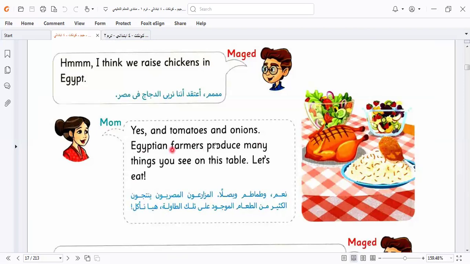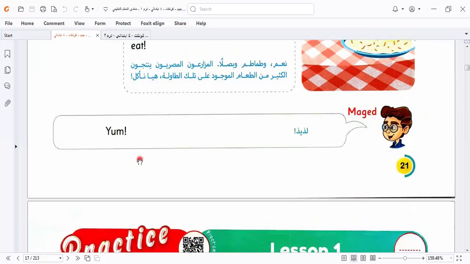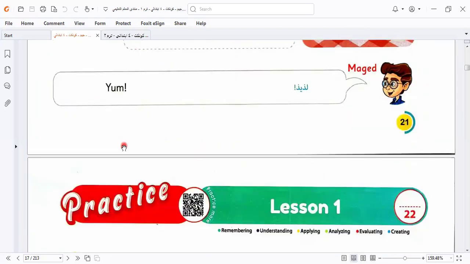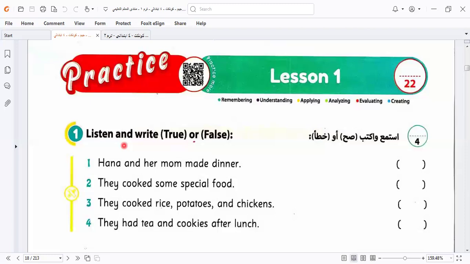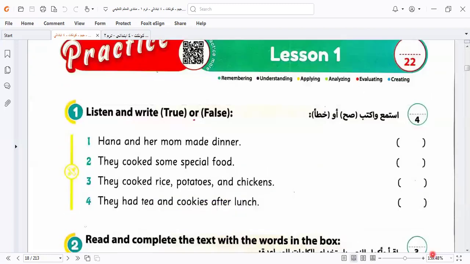Egyptian farmers produce many things you see on this table. Let's eat. Here we have "let's", and as we told you before, "let's" must be followed by the infinitive form like this. We will say, let's go, let's play, let's eat, and so on. Yum. Yum expresses that the food is delicious. Okay, let's answer the question below this item.